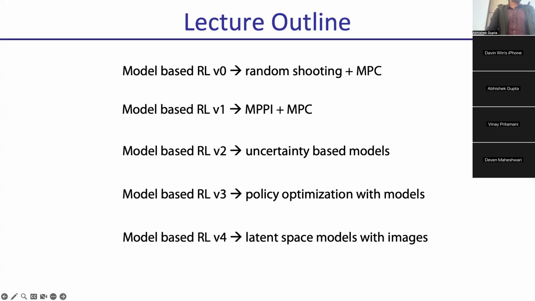There's five different versions we'll cover, but I think you guys have already covered 0 and 1, so we'll skip through those quickly. But 3, 4, and 5 are more, or 2, 3, and 4 are more. Okay, so we'll start with random shooting and MPC, go to MPPI, then add in uncertainty, then add in policy optimization, and go to images.